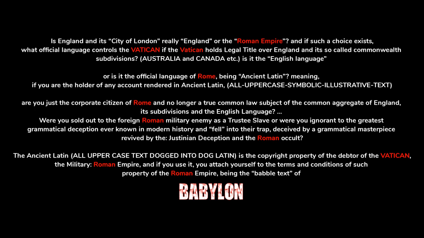Were you sold out to the foreign Roman military enemy as a trustee slave? Or were you ignorant to the greatest grammatical deception ever known in modern history, and fell into their trap, deceived by a grammatical masterpiece revived by the Justinian deception and the Roman occult? The ancient Latin, all uppercase text dogged into dog Latin, is the copyright property of the debtor of the Vatican, the military Roman Empire, and if you use it, you attach yourself to the terms and conditions of such property of the Roman Empire, being the Babel text of Babylon.